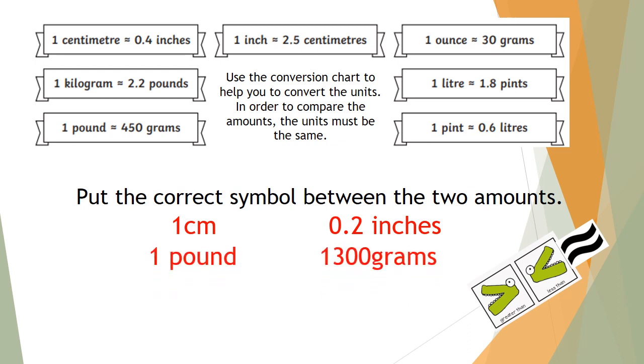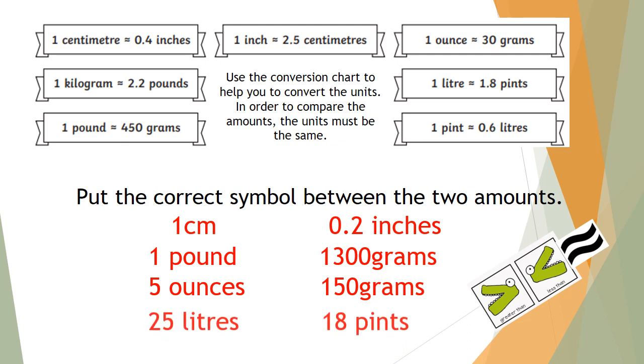1 pound compared to 1,300 grams. 5 ounces compared to 150 grams. And 25 litres compared to 18 pints. Pause the video here whilst you work out which symbol should go in between each of those amounts.